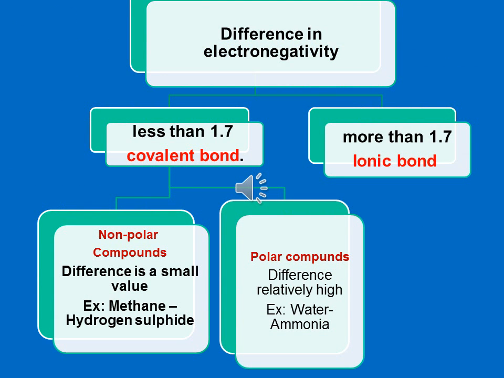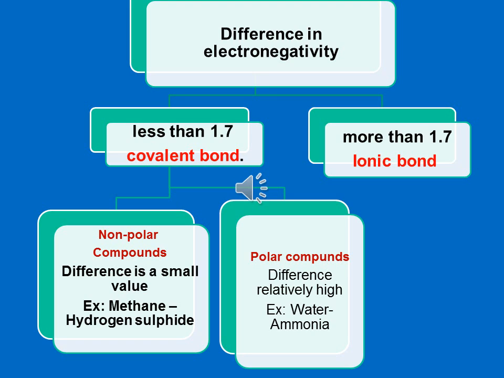We said that the difference in electronegativity between the two elements determines the type of bond. If the difference in electronegativity between the two elements is less than 1.7, the bond will be a covalent bond. But if the difference is more than 1.7, it's an ionic bond. So again, less than 1.7, covalent bond. More than 1.7, ionic bond.